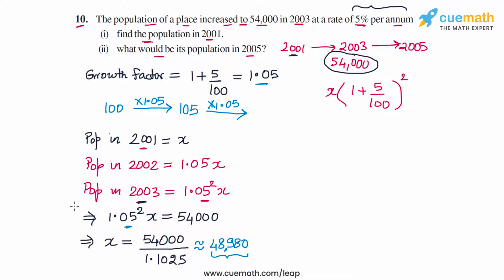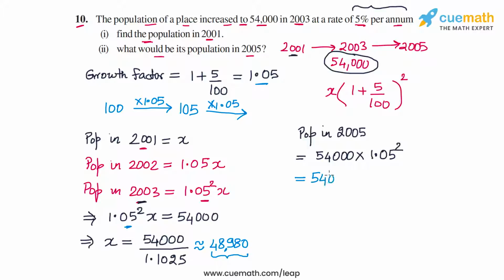Now we have the population in 2003. So what will be the population in 2005? It will be simply the population in 2003, which is 54,000, into the growth factor multiplied twice, because from 2003 to 2005 there are 2 years. So we can do 1.05 and square. So this will be the population in 2005.